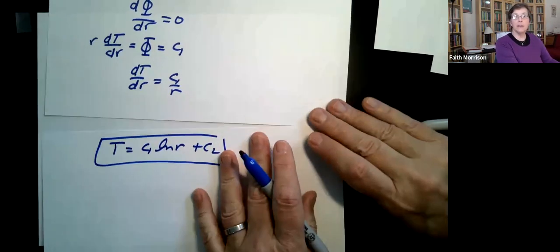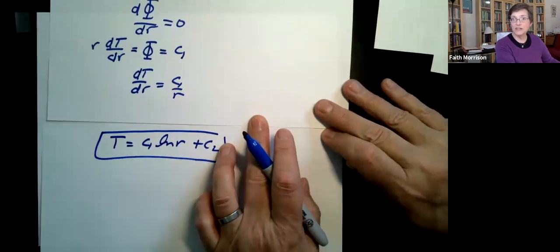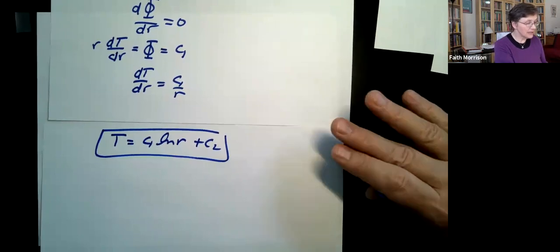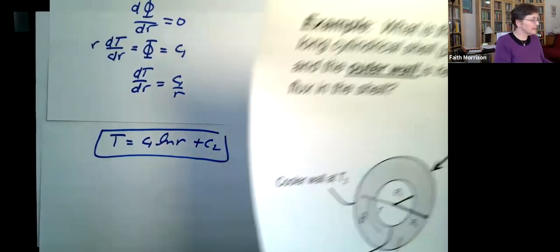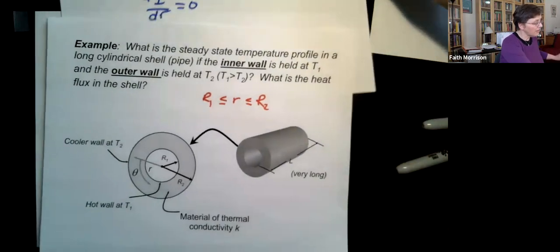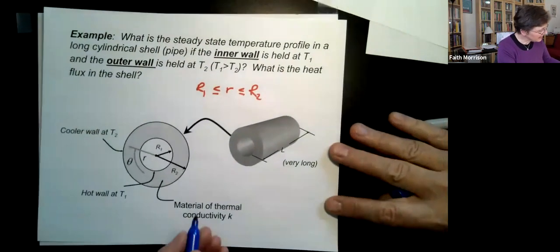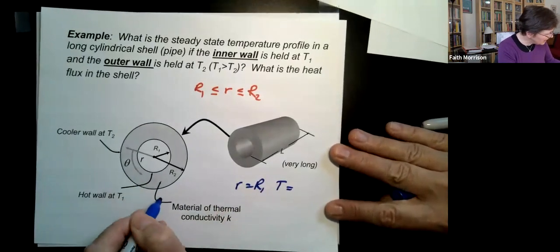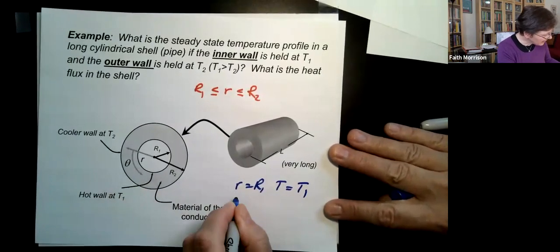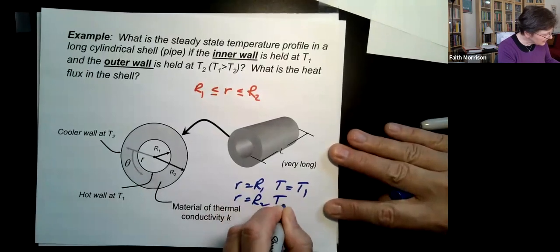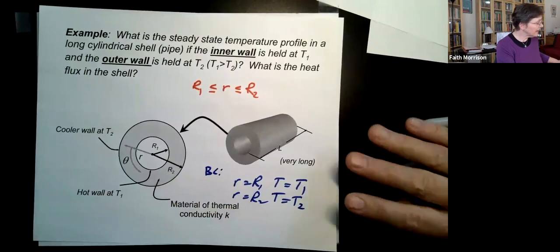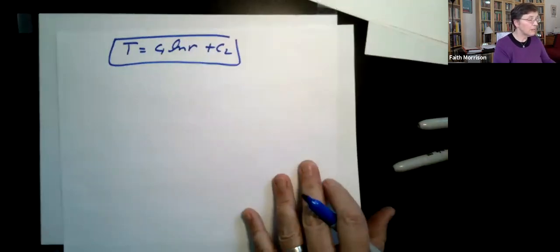So the temperature profile in 1D radial heat conduction is logarithmic, natural logarithm. So we need two boundary conditions, and they were specified here in the problem statement. We learned that at r equals r1, T equals T1. And at r equals r2, T equals T2. And with those two boundary conditions, we can now solve for C1 and C2.